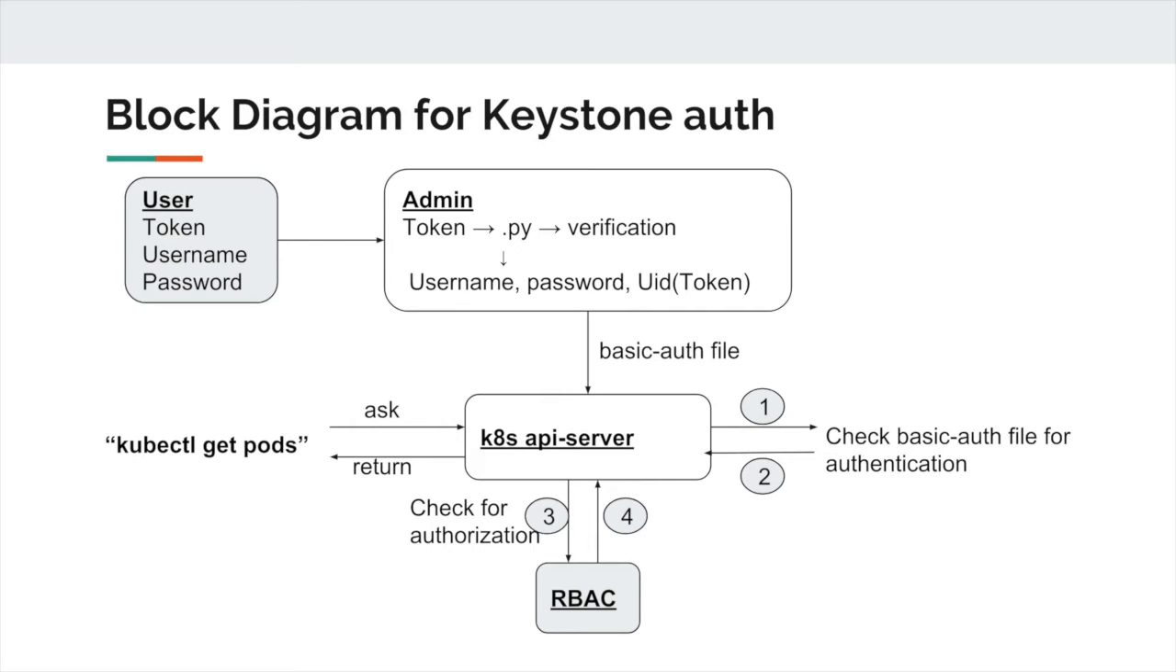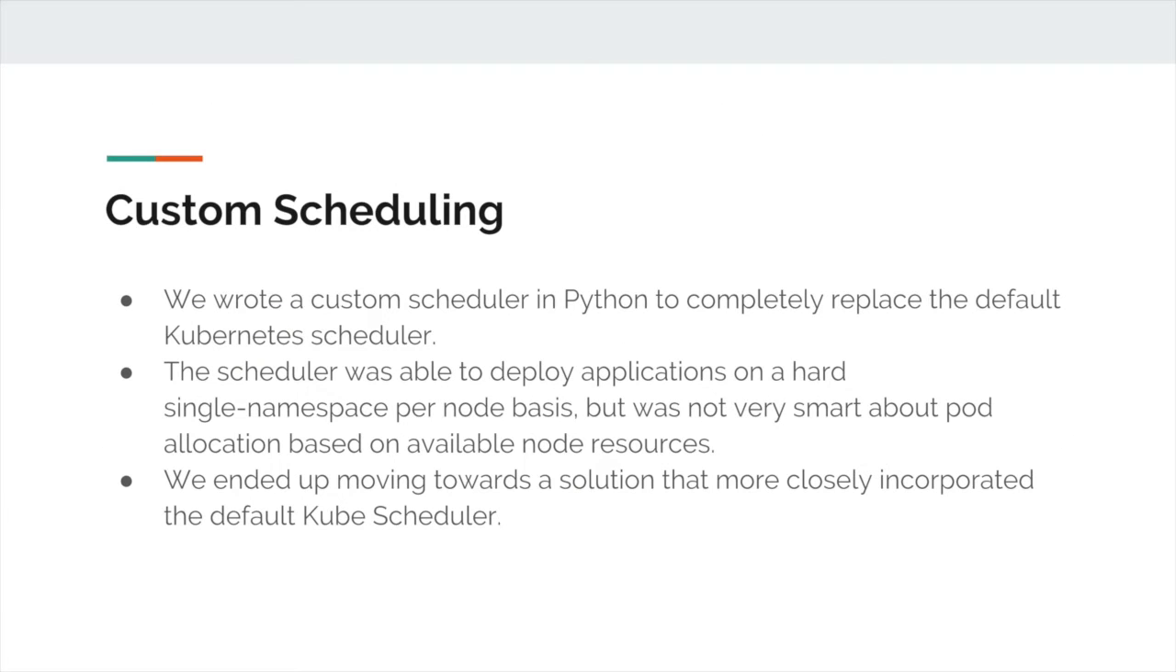The way to check for authorization is, again, through RBAC. So if the user has a role which contains the power to do whatever the user is attempting to do, Kubernetes will allow them to do it. Otherwise, it will stop them from doing anything. So that's the Keystone authentication.